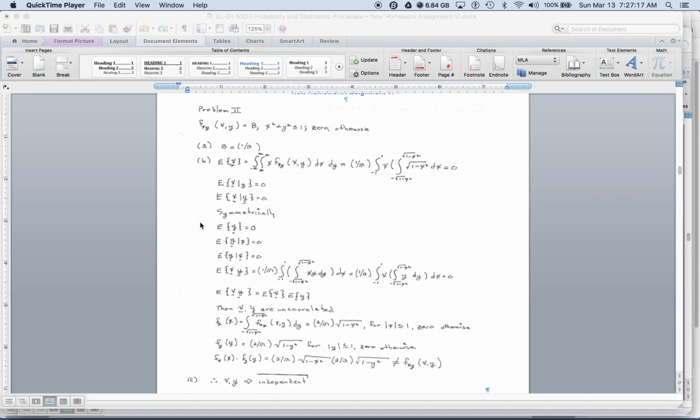Symmetrically, because it is x squared plus y squared less than or equal to 1, we end up with the expected value of the random variable y equal to 0, and correspondingly the conditional expectations of x and of the random variable y all equal to 0.